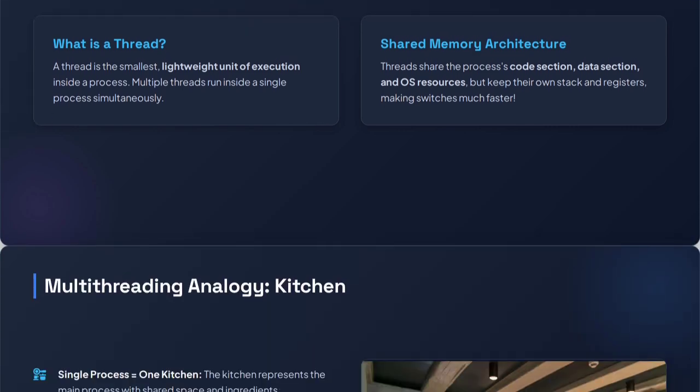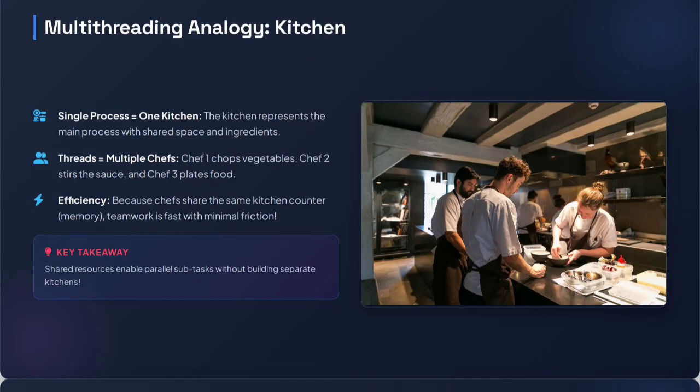Suppose a real life example: imagine a commercial restaurant kitchen preparing a single dinner meal. The process is cooking the dinner meal. Thread one, a chef chops vegetables; thread two, a second chef grills the meat; and thread three, a third chef prepares the sauces. All are in the same kitchen with shared resources. Because they work together at the same time, the meals get served much faster than if one chef did everything.